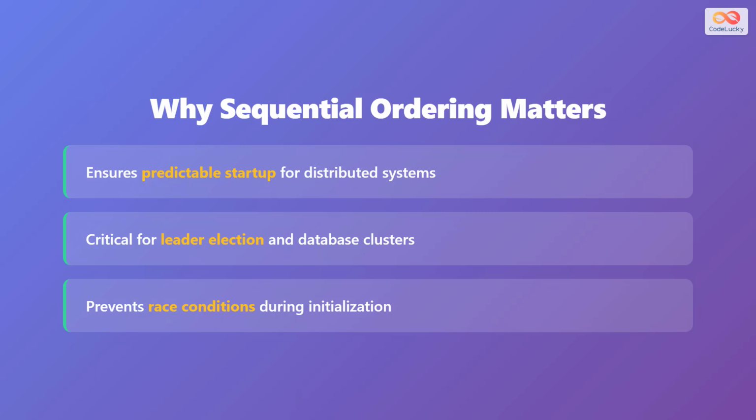Sequential ordering is critical for distributed systems that need predictable startup behavior. Applications like database clusters, where the first pod might act as a leader, rely on this ordering. It also prevents race conditions during initialization, ensuring that each instance is fully operational before the next one joins. This controlled approach makes stateful sets ideal for applications that require stable network identities and ordered deployment.